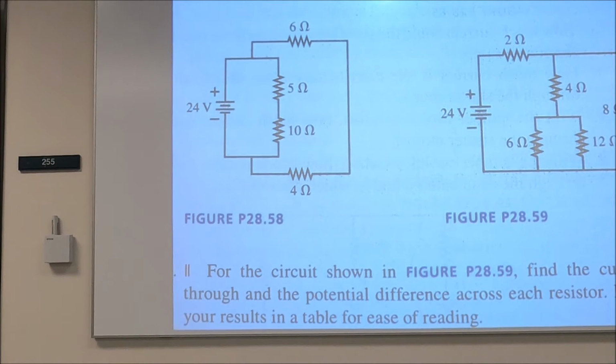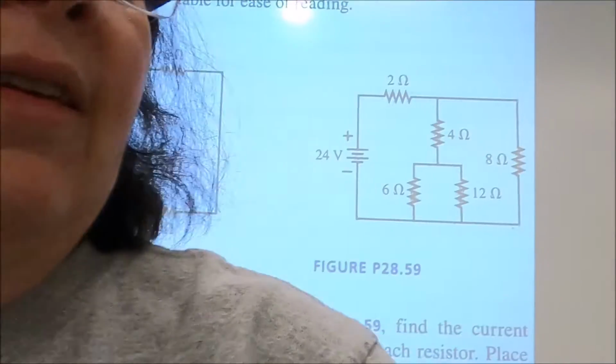So let's look at this circuit. We have a 24-volt battery, and then we have a 2 ohm resistor, a 4 ohm resistor, a 6 and 12 ohm resistor, and an 8 ohm resistor. Now, I have a kind of pattern that I follow when I'm solving these that I picked up years ago. This is not the only way to solve it. There are probably at least 4 or 5 different ways to solve this problem. So let's kind of look at it.